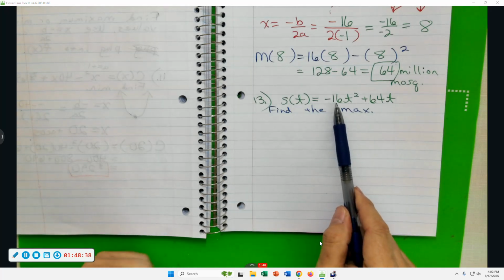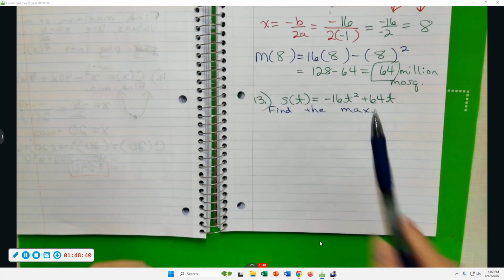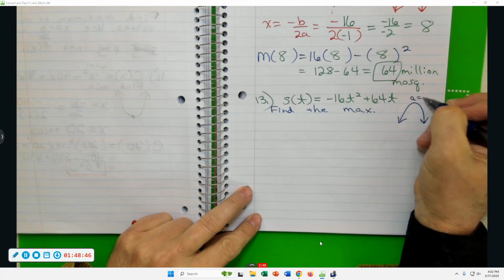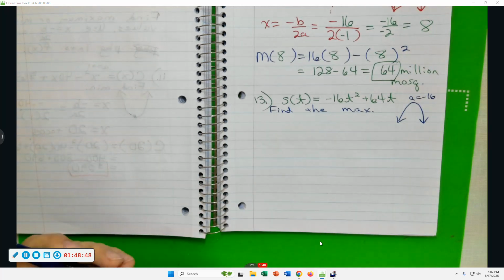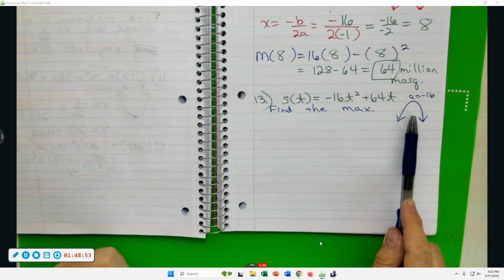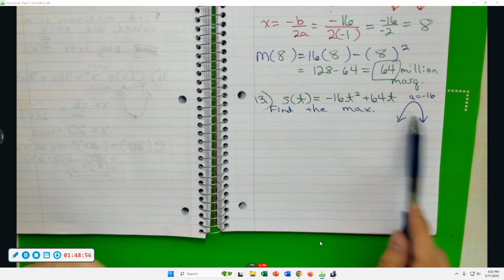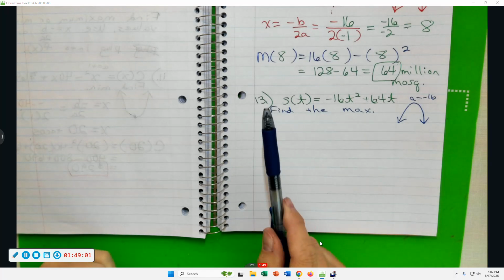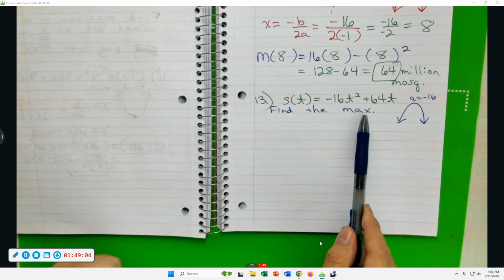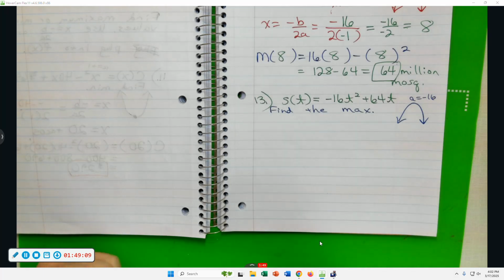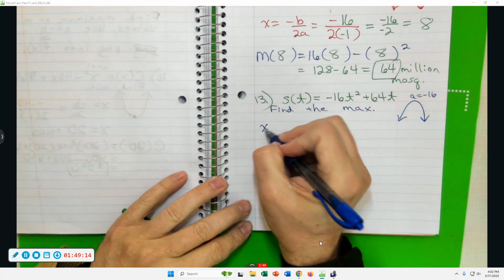Do I expect this parabola to open up or down? Down, because my a value is negative. So we expect it to open downward. If it's opening down, will we have a maximum or a minimum? A maximum y value, and it's a good thing because that's what they want us to find. Where does that maximum y value occur? At the vertex, so we have to use the vertex formula again.